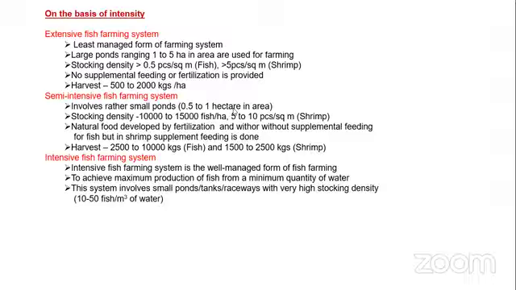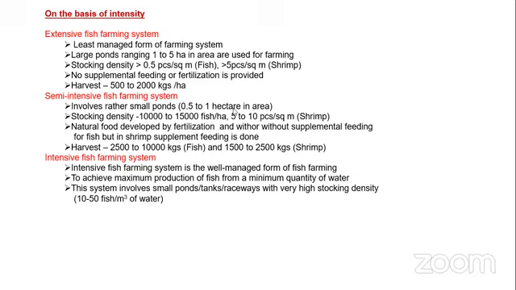and hence the harvest is also very, very less as compared to the other two, that is the semi-intensive fish farming system and the intensive fish farming system. And the second one is the semi-intensive fish farming system. It involves an area in between the extensive and intensive farming systems, meaning 0.5 to 1 hectare area, which can be managed to some extent.